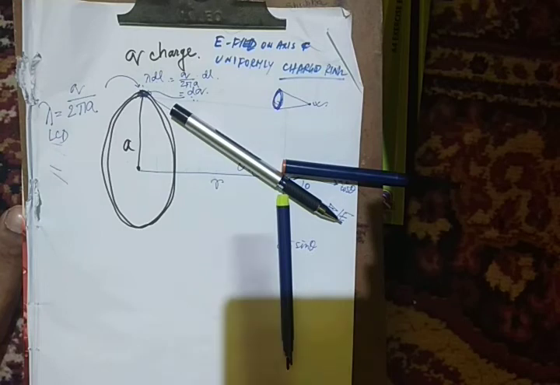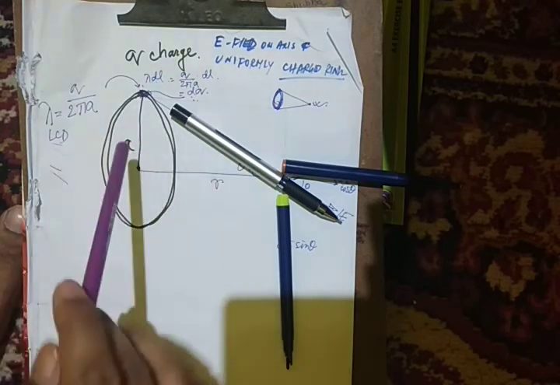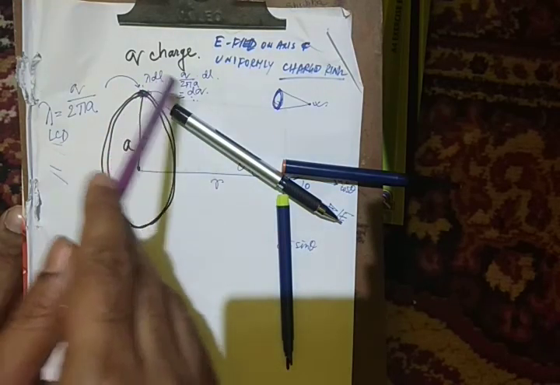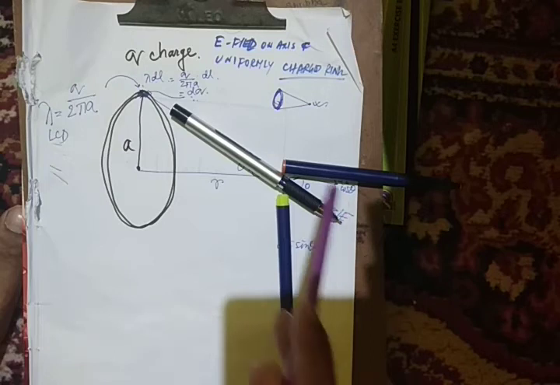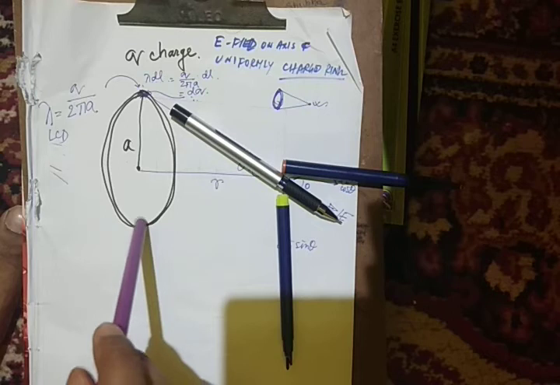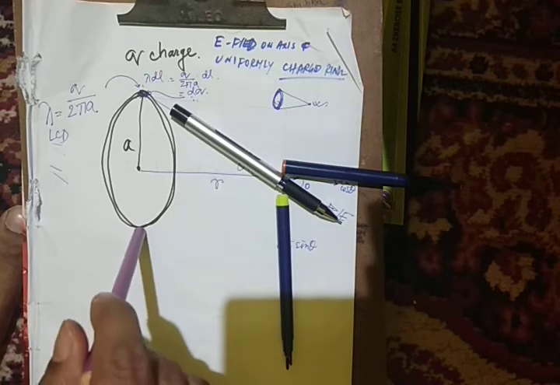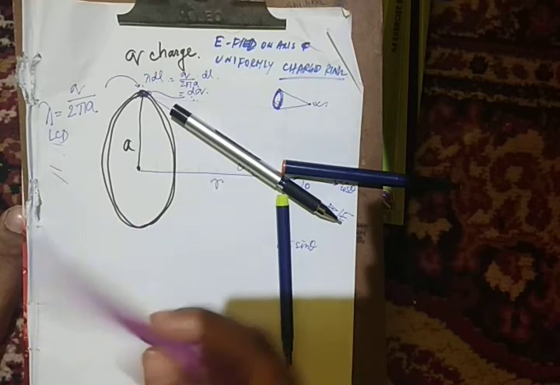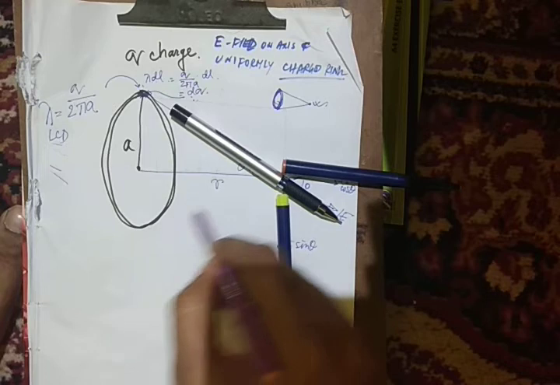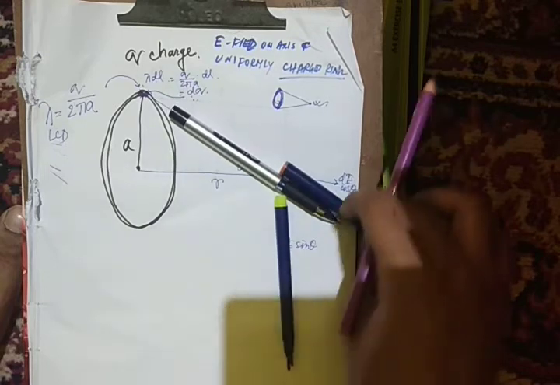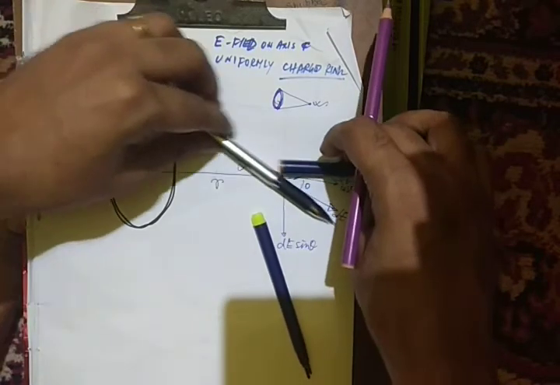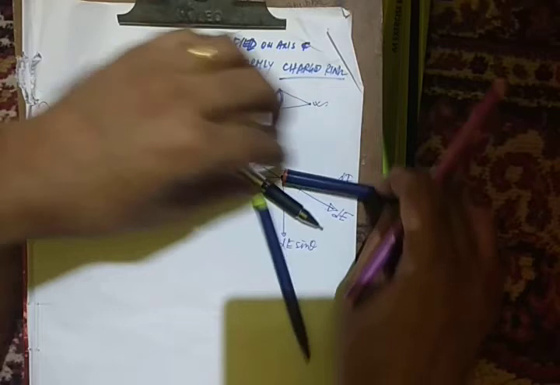Now the ring is symmetric. Here dq charge produces dE, this part is dE cos theta, this is dE sin theta in south direction. But from this element here, the same electric field will go through this line. Sorry, the pen is not working. One sec.